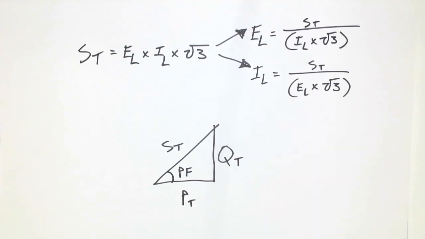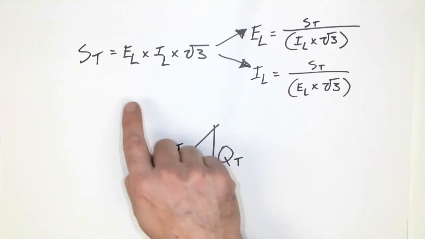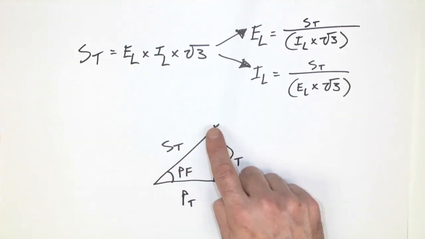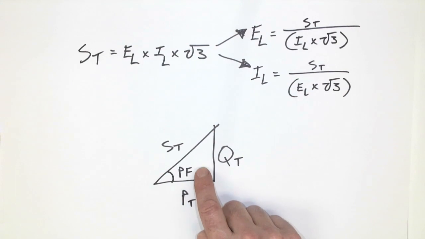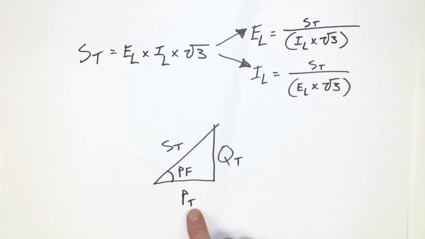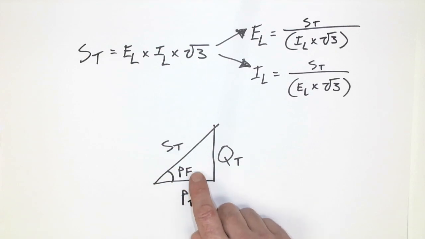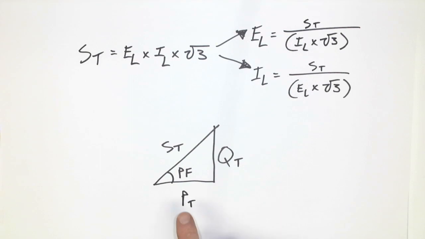Now, do the other two equations get used? They certainly do. However, most often people find it easiest to use this equation, place it into a power triangle, and then by using the power factor, quickly determine the total watts by multiplying the S total by the power factor, and then using Pythagoras to determine the Q. Now, it's certainly up to you which method you wish to use. That's simply my opinion as to what is easiest.